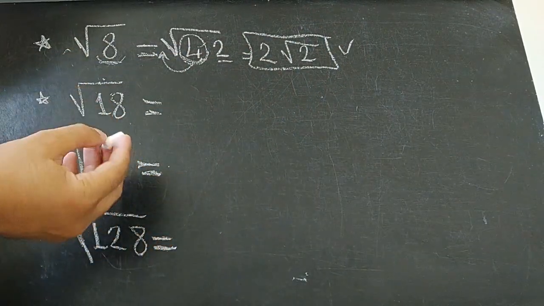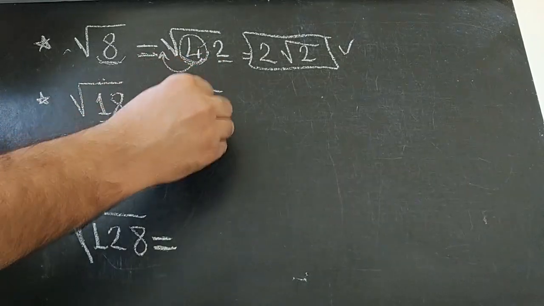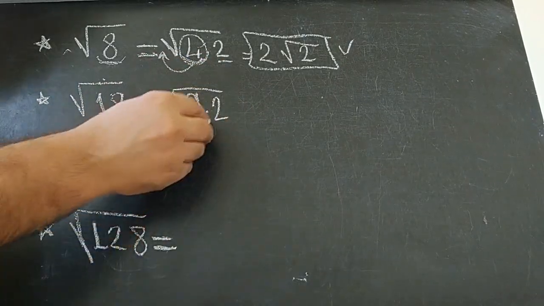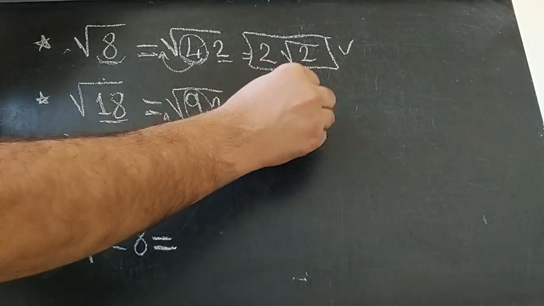And the same thing for that one too. That will be 9 times 2. This 9 will come out as 3. 3 square root 2.